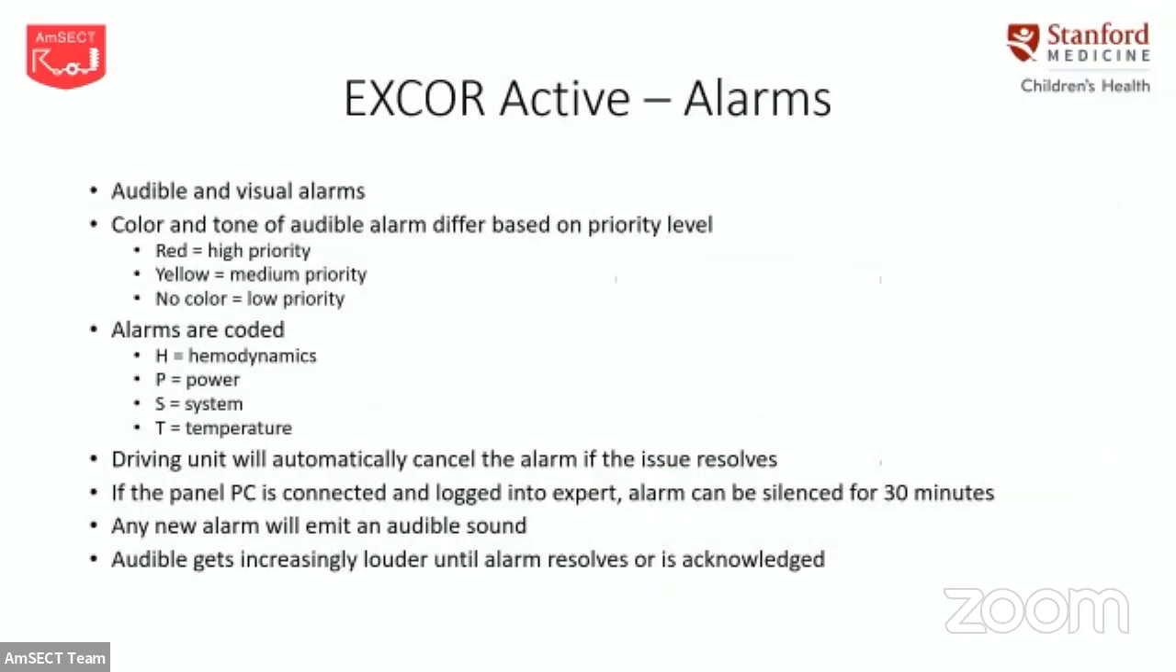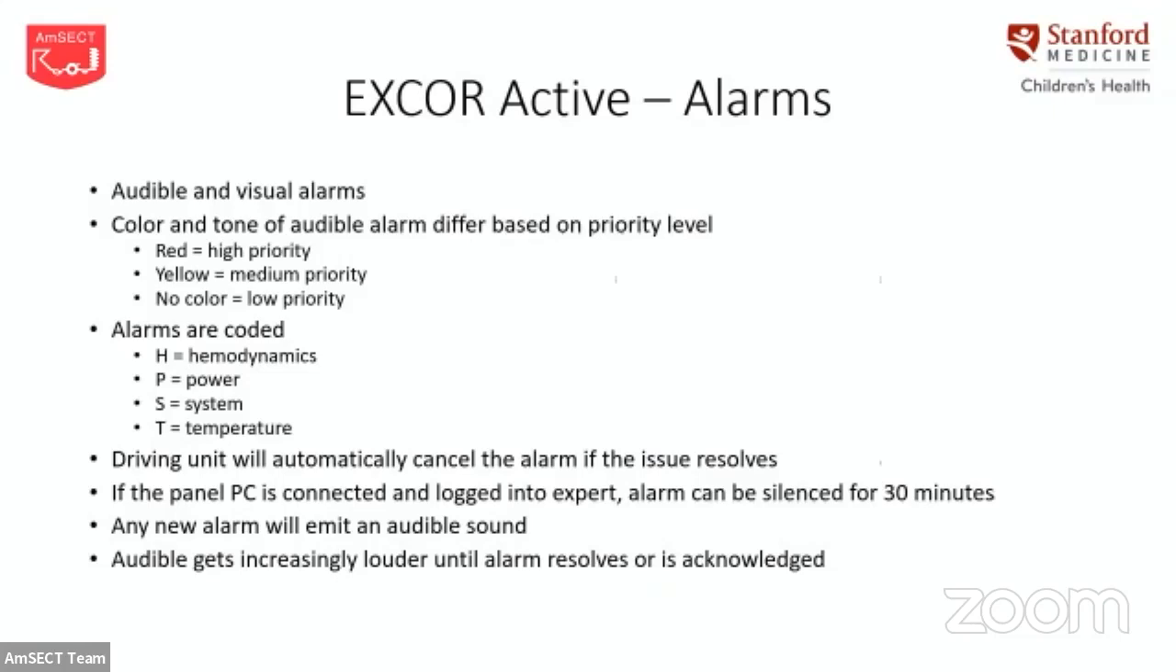The alarms are a little bit different with the active driver. You do still have your audible and visual alarms, but now you're going to have a different color depending on the priority of the alarm, and a different tone as well depending on the priority of the alarm. So as you can see, red is highest priority, yellow is middle, and then white is kind of lowest priority.